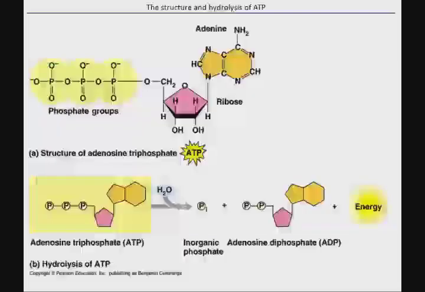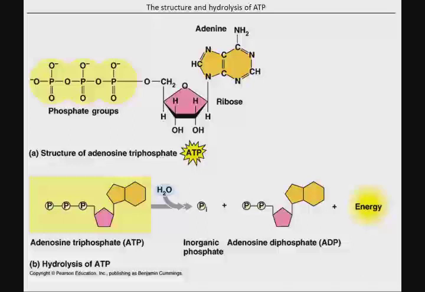So what does ATP look like? Let's take a look here. So here's a closer look at ATP. ATP is adenosine triphosphate. So we're going to see later this is basically the same nucleotide that we see in RNA. But what we're going to look at here specifically is these 3 phosphate groups on the left.